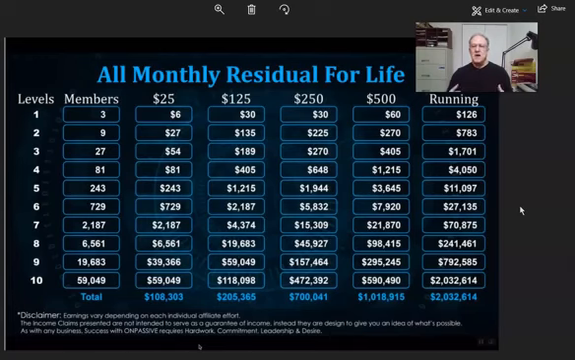So all of us will have the opportunity to develop a residual income, a walkaway income. This is residual income for life. This is a monthly residual income. Regardless of what level you are on or how much you're making, that becomes a monthly residual income. Now, as we look at this compensation program and we're talking about it, obviously this is for illustrative purposes.